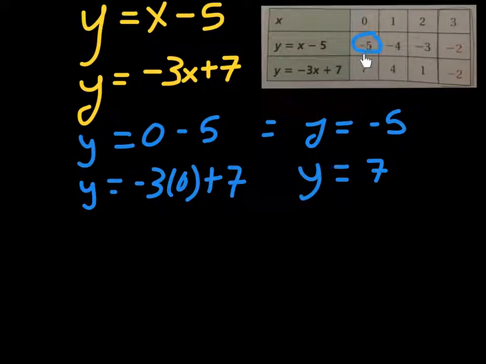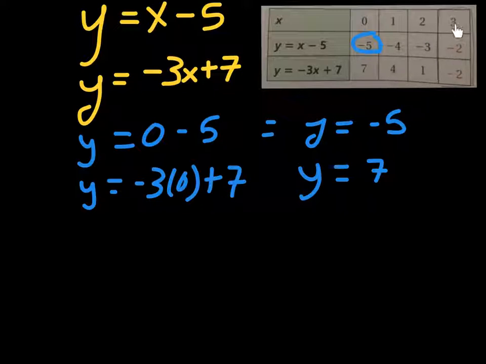Well, our y's don't match. So 0 cannot be a solution. They plug in 1 for x in both of these. When you plug in 1 to this one, you'll get 1 minus 5 is a negative 4. And you plug it into this one, you'll get a negative 3 times 1 is a negative 3, but then you add 7, you get 4. So that doesn't match. 2 doesn't match either, negative 3 and 1.